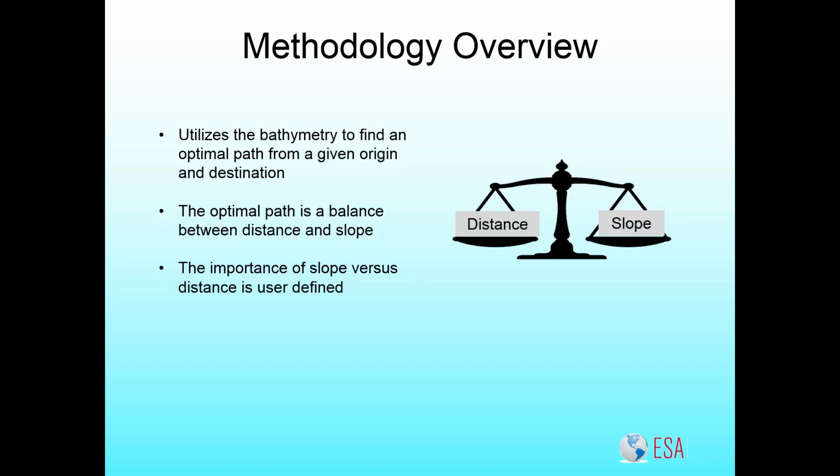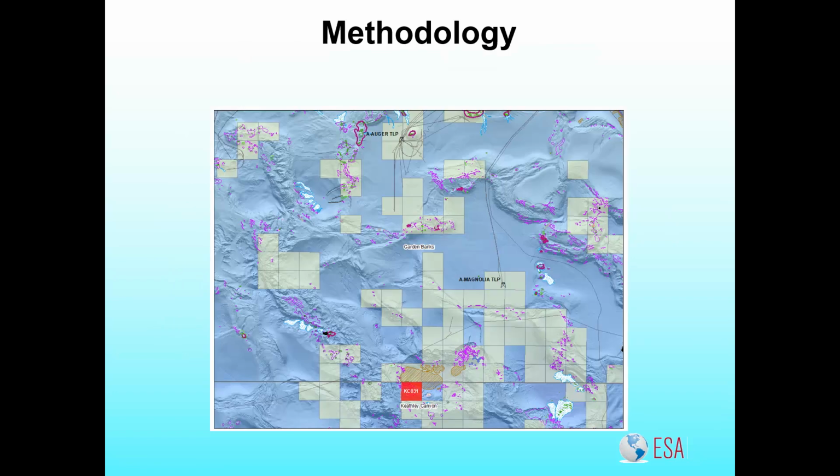So we know that there is some delicate balance here, and other people treat distance and slope differently, so we let the user define how this balance plays out. And we'll go over an example of that. What does the heavy lifting in this algorithm is Dijkstra's. Dijkstra is an algorithm used in network theory to find optimal paths, so we utilize it in a very similar fashion. So here's a map.